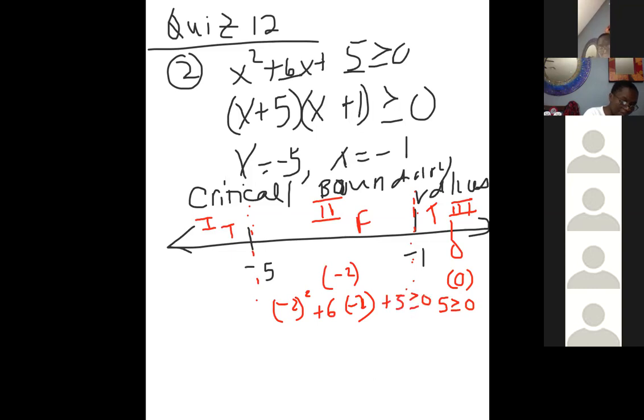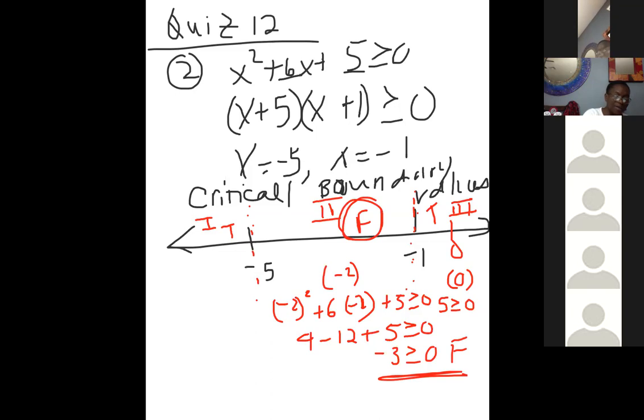So I get +4 minus 12 plus 5 greater than or equal to 0. And so 4 minus 12 is -8. -8 plus 5 gives me -3. Is -3 greater than or equal to 0? Nope, that's absolutely false. So by doing this, it verifies the fact that this region right here is false. And yes, that would make this region right here true. And if you're still not sure, go ahead and plug in a value like -10 or something, work it out, and it should be true. It should make the original inequality true.